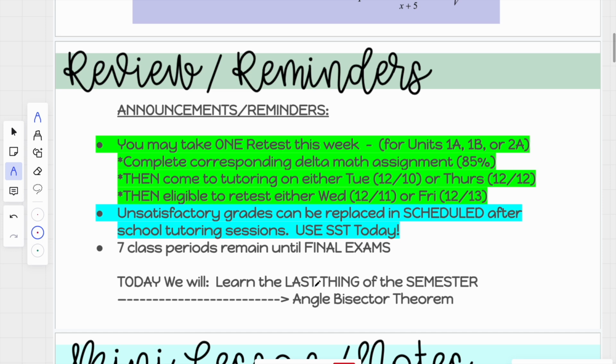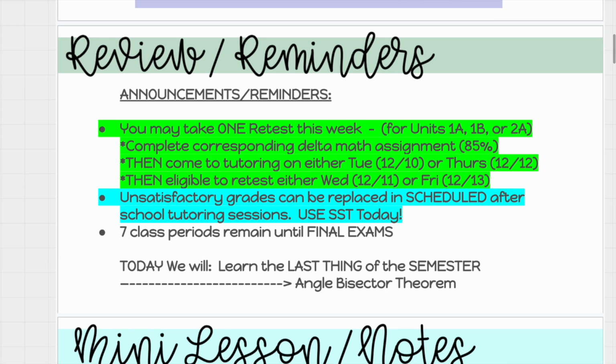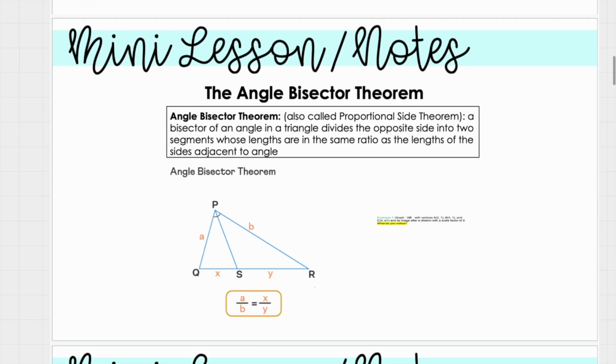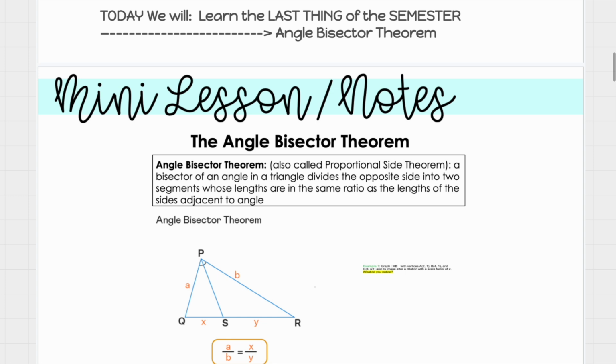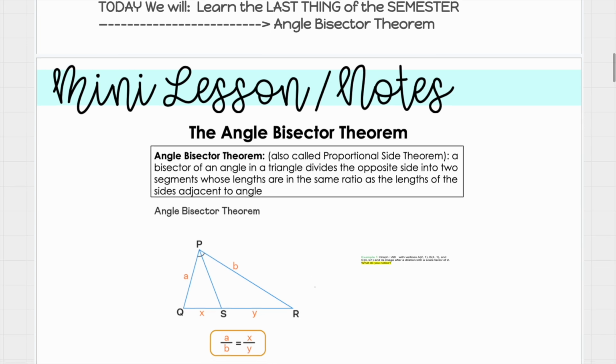So today, the last thing of the semester is angle bisector theorem. Yay! All right, so like I said, this is kind of easy, so I hope that you find it easy as well. Let's look at what the angle bisector is for a second, and then we will talk about how we use it. The angle bisector theorem is sometimes also called the proportional side theorem.